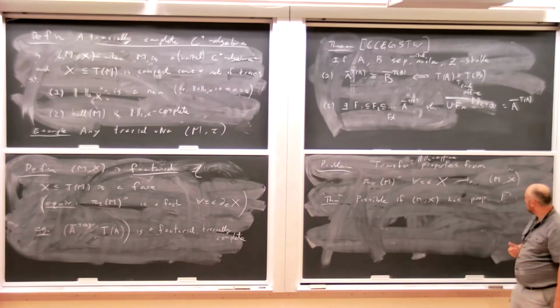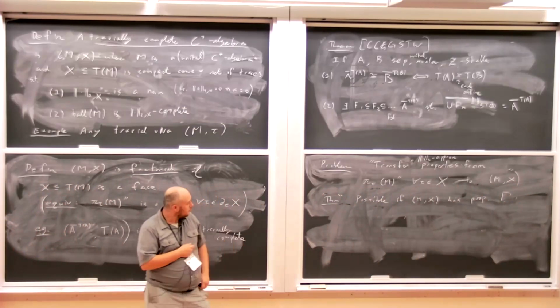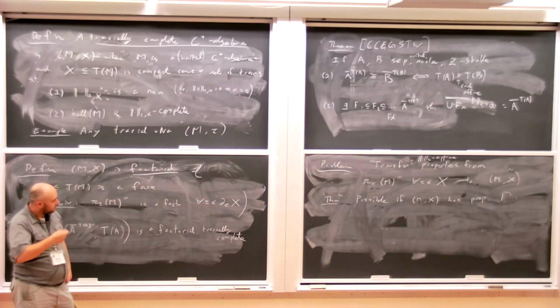The major question is, does gamma follow from semi-discreteness, which has become the last remaining part of the Toms-Winter conjecture? Does this property gamma hold automatically in the nuclear setting?